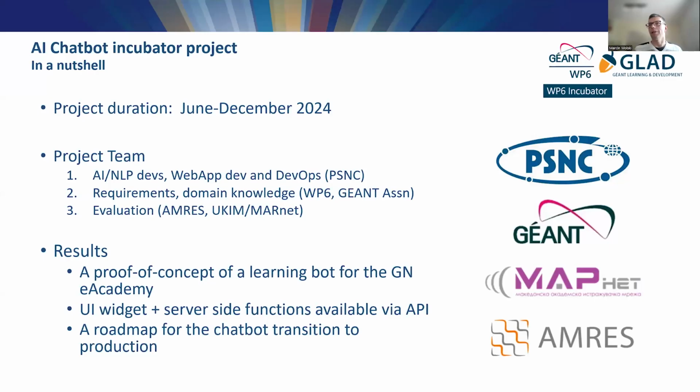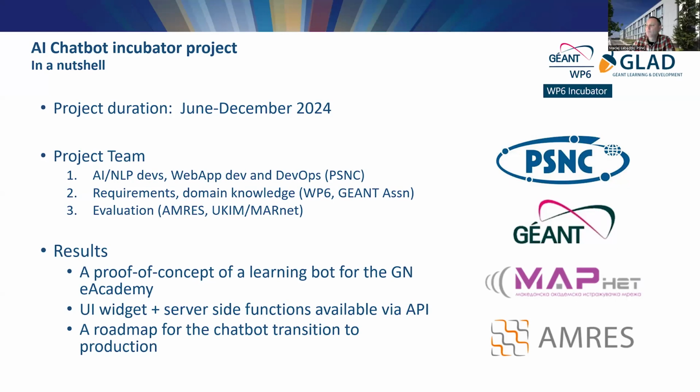I presented you the agenda, so now I would like to present the AI chatbot project in a nutshell. The project basically started in June this year, and it is going to be finalized. The project is a joint effort of a few NRENs, namely PSNC, GÉANT Association, Magnet, and AMRES. The project team actually comprises 3 sub-teams, or we can say working groups, and each of them is attached to specific phases of the software development.